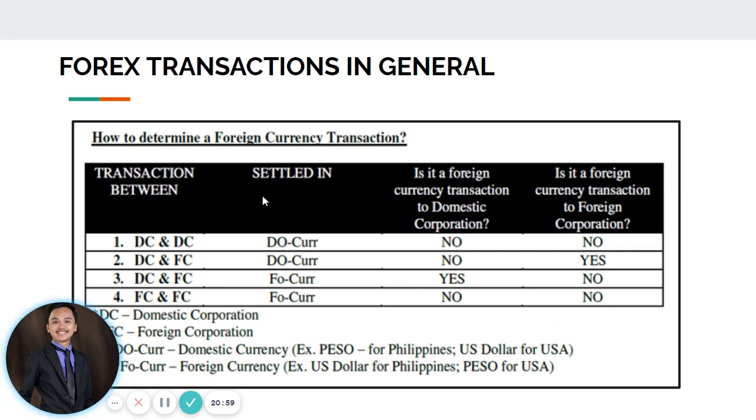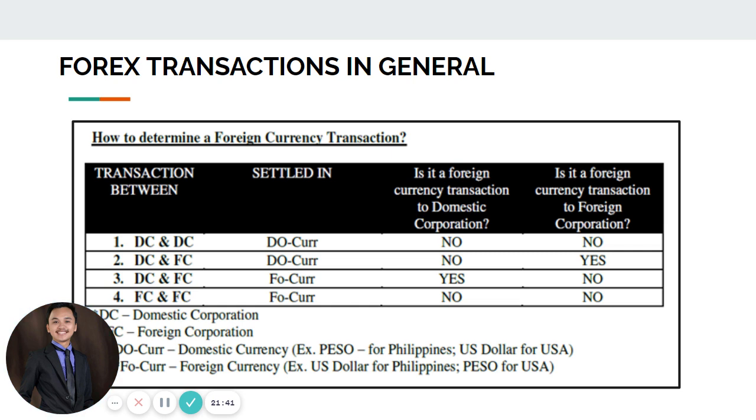As I have mentioned earlier, there is only a foreign currency transaction when there is foreign currency involved, regardless of who the parties are. Example, let's have number one: a transaction between a domestic corporation and a domestic corporation, however the transaction is settled in domestic currency. Domestic corporations, as we all know, are those corporations operating and following the corporate code in the Philippines, right?